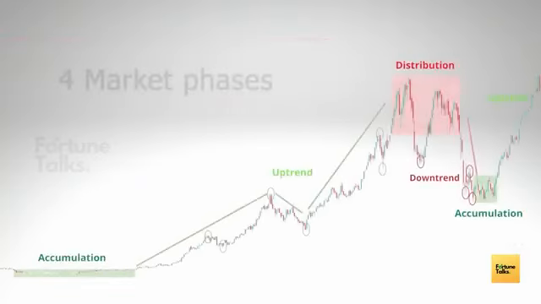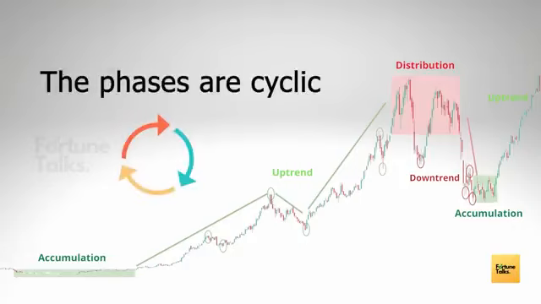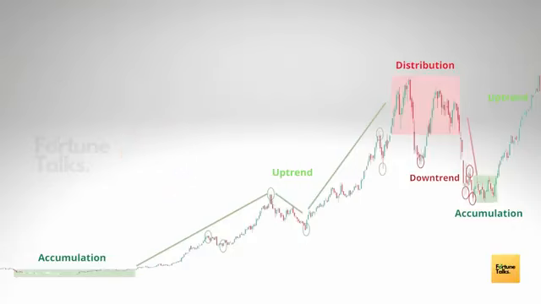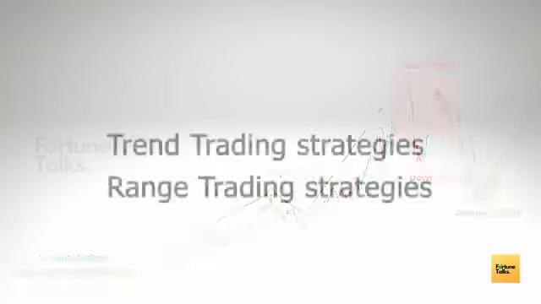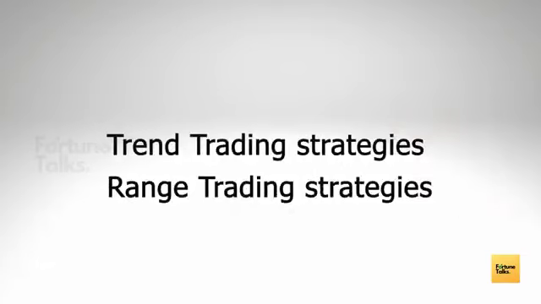This is how the phases look in a chart. And it is interesting to note that these stages continue to appear time and time again as cycles. And if you could spot them early, then you have an edge over the market, and eventually you can use a suitable strategy that works in the situation. We will talk about different trend trading and range trading strategies in detail in the upcoming videos, and we will also understand how to design your trading strategy according to changing market conditions.